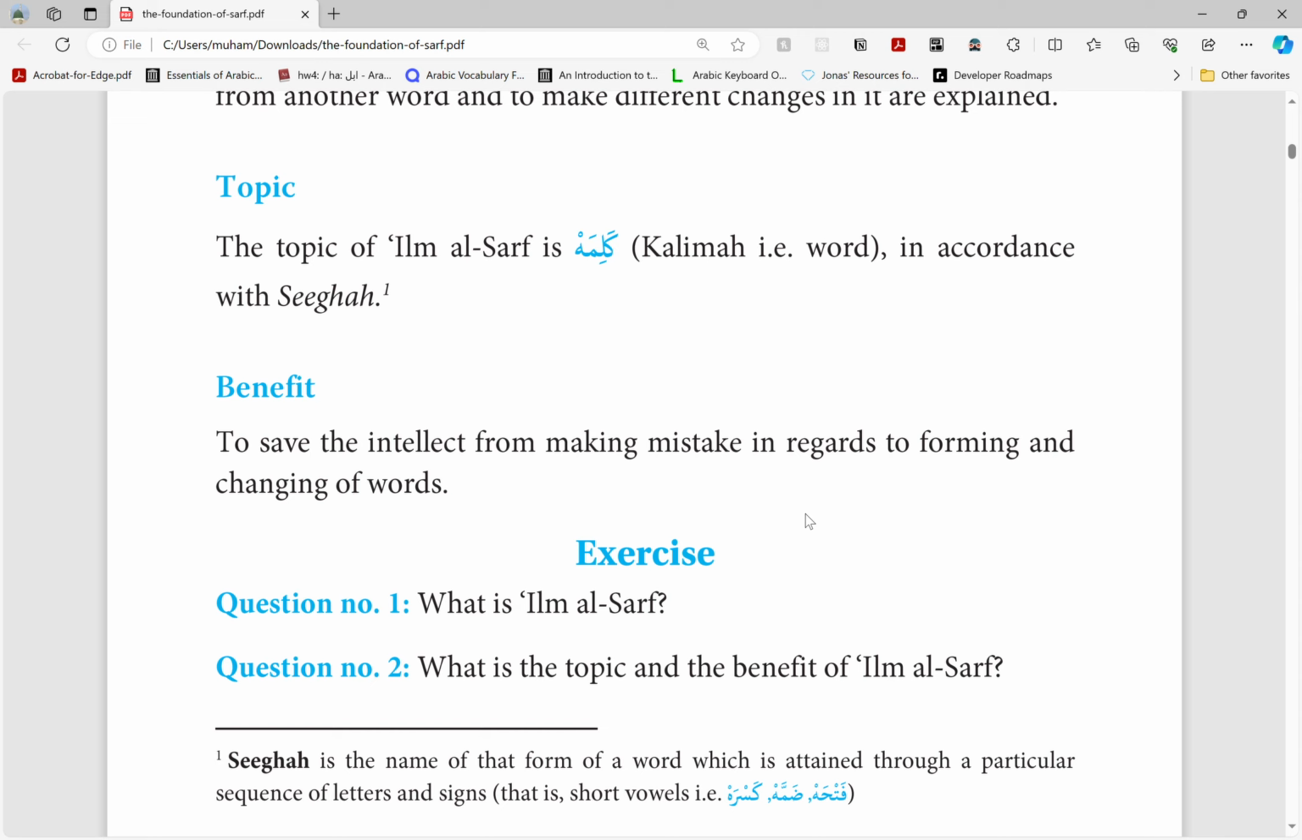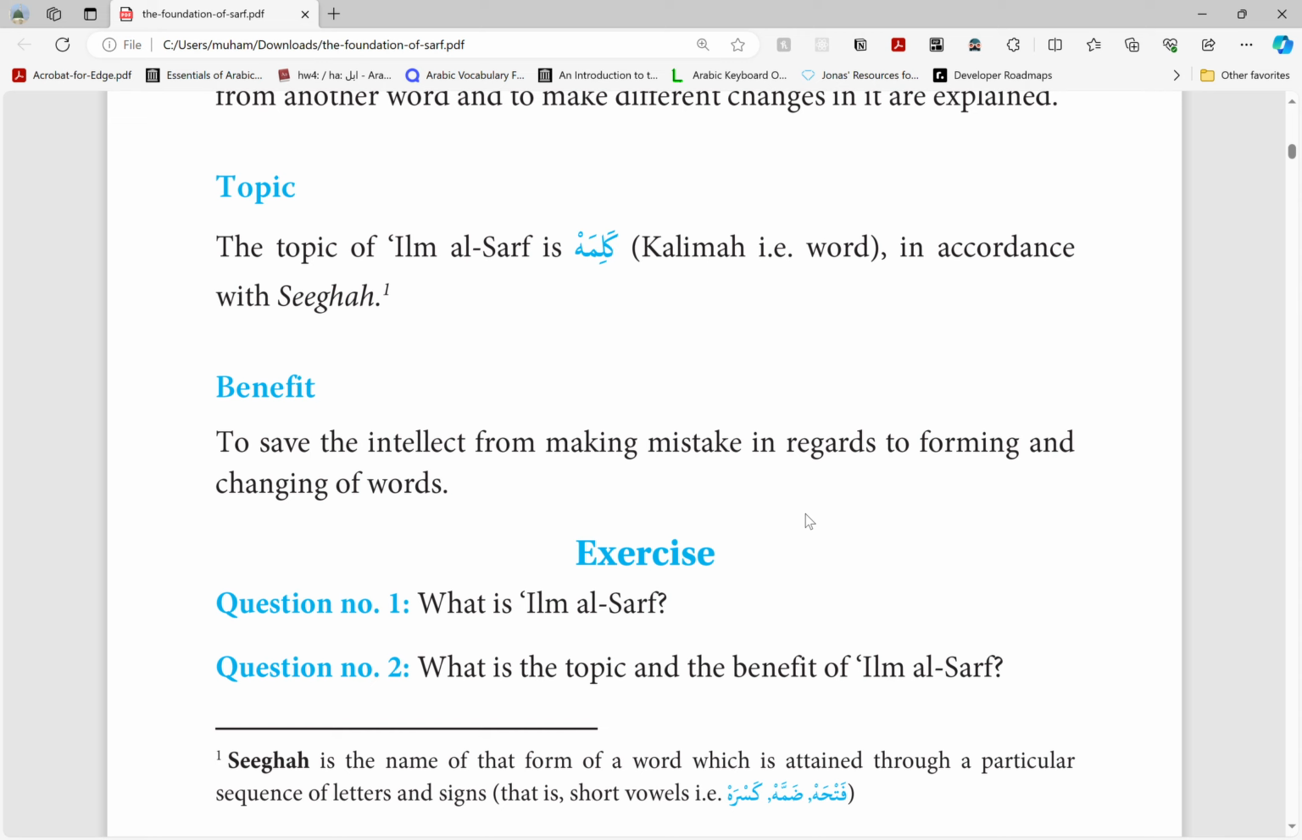kasra, dhamma, fatha. Another way of saying this could be, sigha is, you could say, is it singular, dual, or plural? Is it past tense, future tense, present? Is it masculine, feminine, etc.? And inshallah, as you go through the book, you'll have a better understanding of sigha, especially when we get to the conjugation tables.